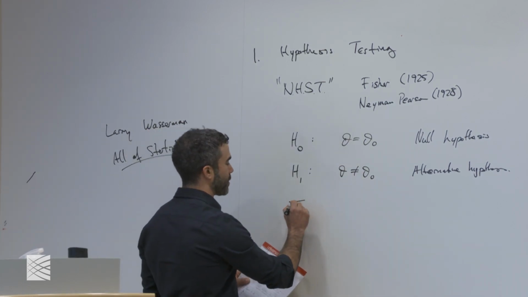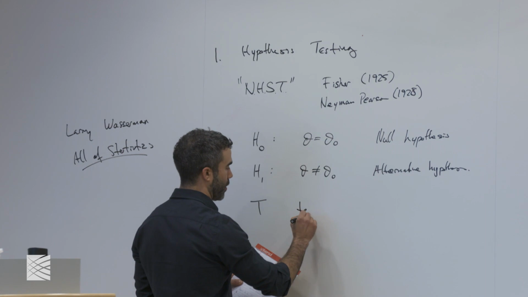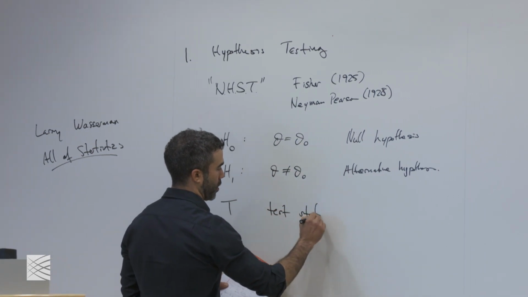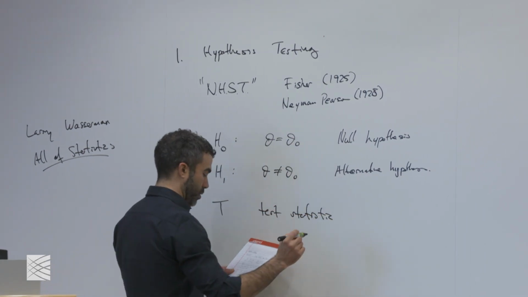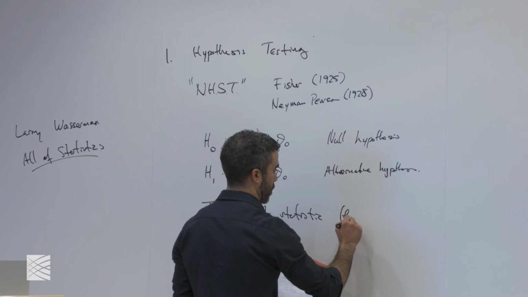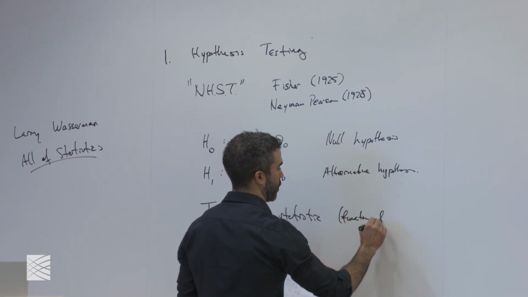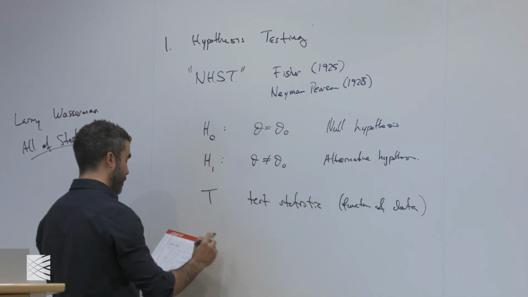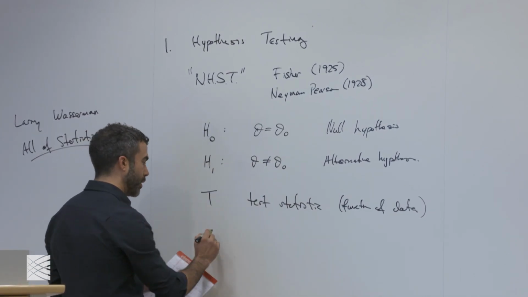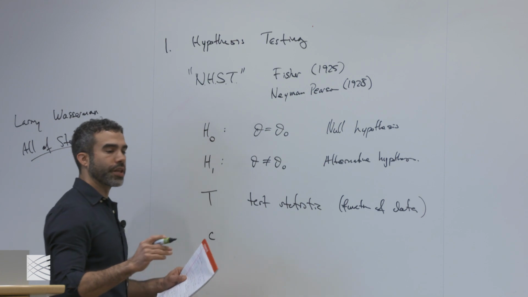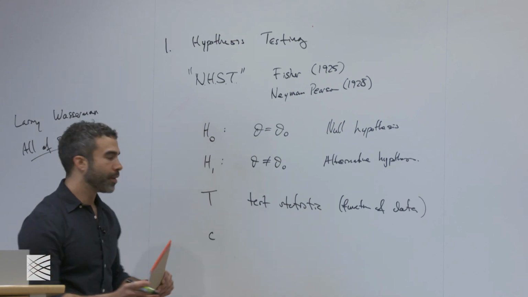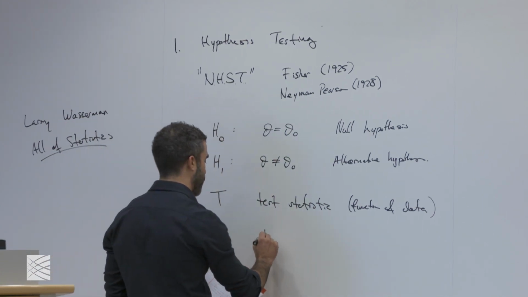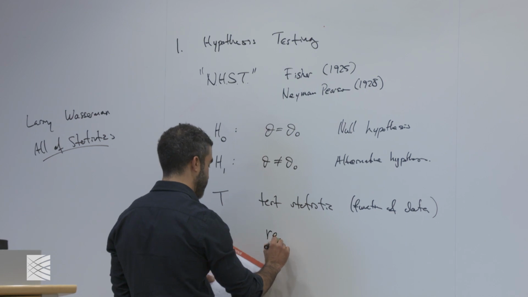And then how would we go about testing that? Well, we have a test statistic, which is derived from our data, a function of data. And we have some rejection threshold. Again, you could be more general. You could say there would be some rejection region, but I'm just going to take a simple and very common setting where there's some value C.